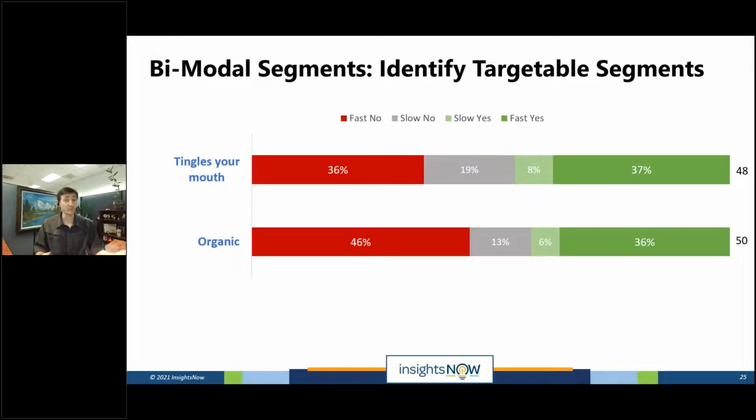Organic, again, look, 46% say absolutely not relevant to me in a nightly routine. 36% are implicitly positively connected, and not very many people are in the slow response area here. So you see that when things are bimodal, they often end up in the middle, which you would expect on a 100-point scale. But the value here is targetability of something that already connects well with just a subset of the population.